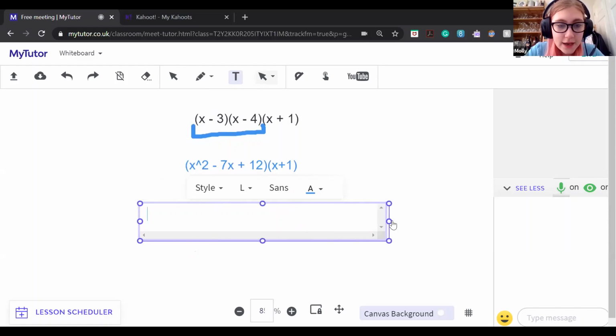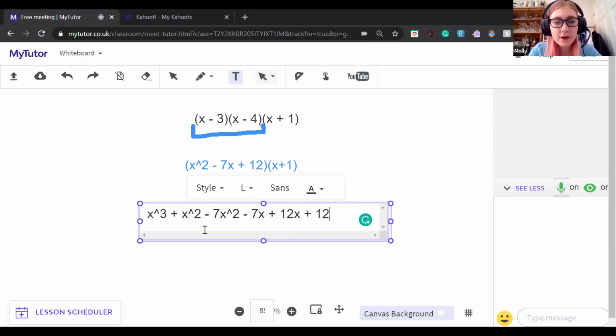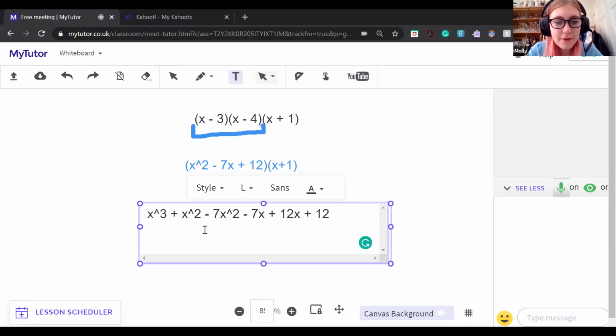So we get x cubed. I'll give you one of these to have a go at in a moment, don't worry. x cubed plus x squared. And then looking at the second number, minus 7x squared minus 7x plus 12x plus 12. And this will simplify because we can combine the x squareds. So we get a minus 6x squared. And we can combine the x's, so we get a plus 5x. So there's your final answer for that one.